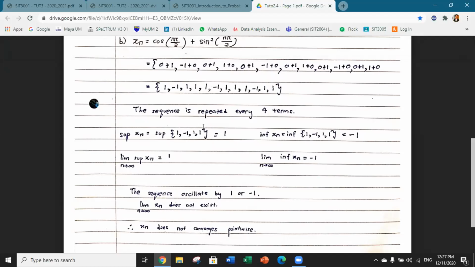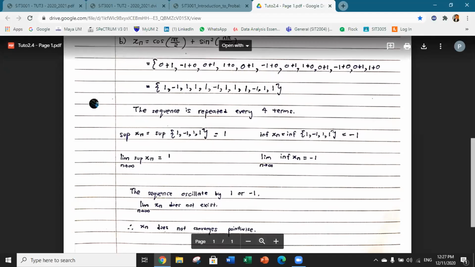Okay, so I think I'll just add a dot dot dot here as it continues. So it's 1 for the supremum and the infimum is going to be -1. So here the sequence oscillates between 1 and -1 also. So the limit does not exist and xn does not converge pointwise. All right, thank you, doctor. Thank you, Pavan. Okay, I think that's quite clear.